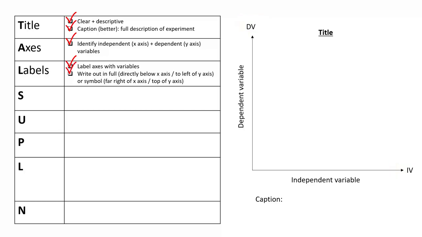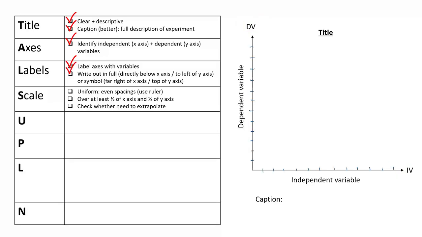Then S is for scale, which is the uniform or evenly spaced increments along the x and y axes. To ensure that the divisions are even, you should use a ruler. Make sure that your scale allows for your data points to go over at least half of the x axis and half of the y axis. Remember that vector quantities can also have a negative value for position, so you may need to have negative values for y on your graph.